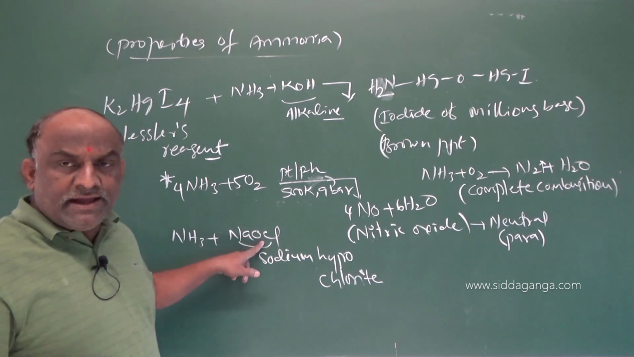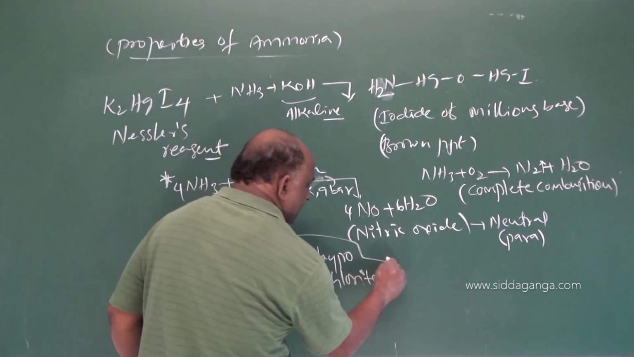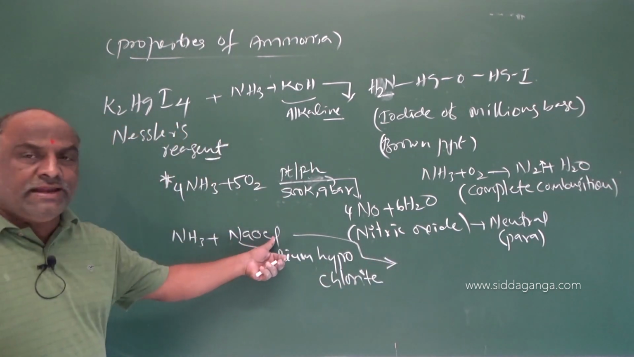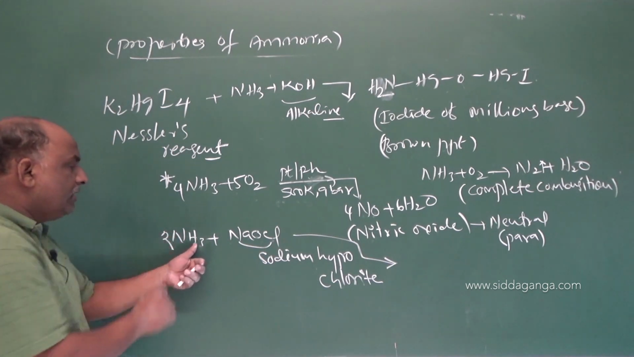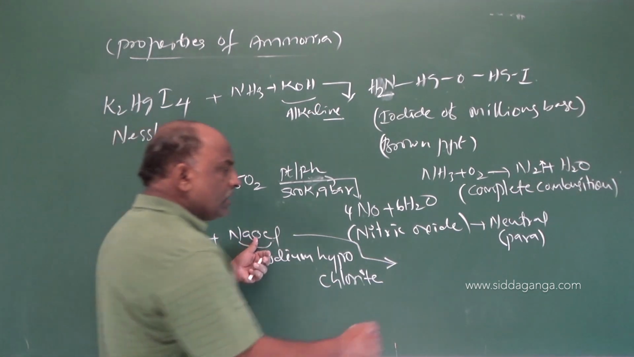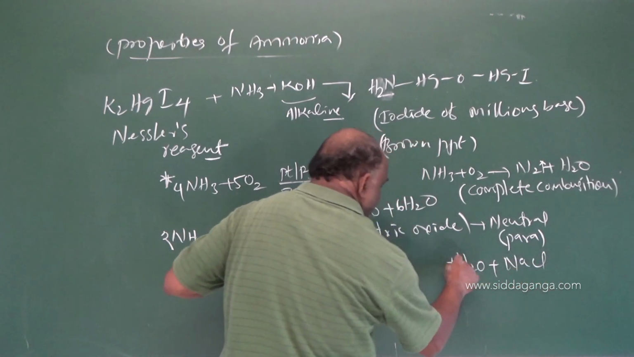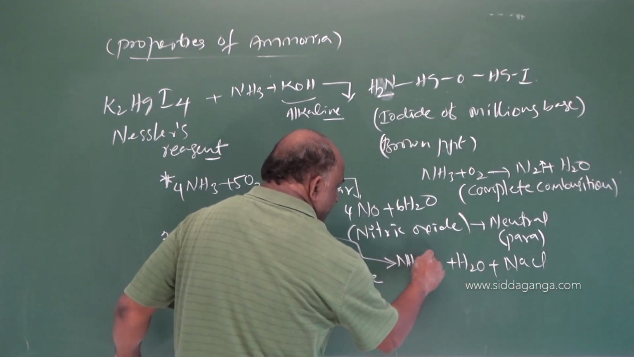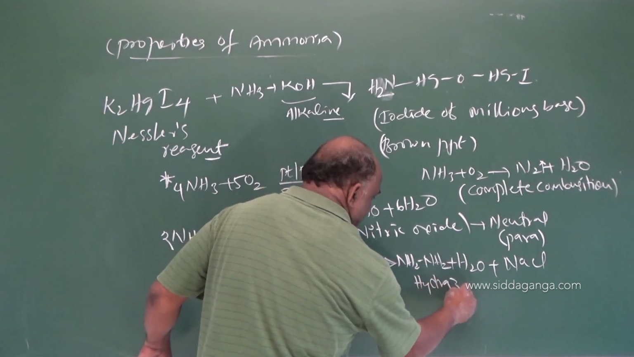Ammonia reacts with sodium hypochlorite. Then what compound do we expect from this? Simple here, you should remove NaCl and remove this oxygen plus 2 hydrogens. 2 hydrogens plus 1 oxygen gives a water molecule, and formation of NaCl and production of NH2. So see, this NH2 is called hydrazine.